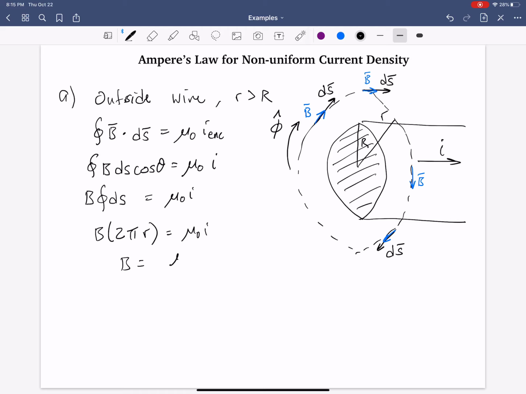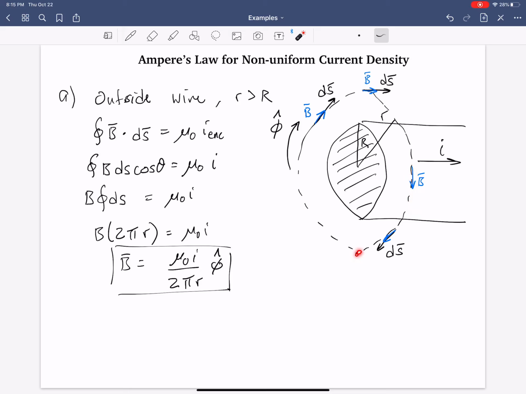So the magnitude of the magnetic field is simply mu naught I over 2 pi r. And the direction is in the phi hat direction, right? And this means that when you are on top of this Amperian loop, the field is coming out of the screen. When you're on the right side, it's going down.